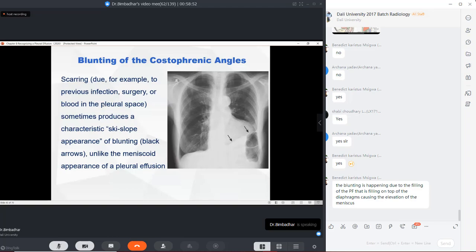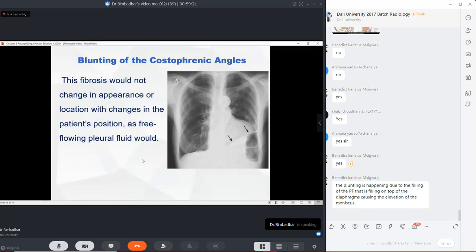Let us say you are given this image and asked what exactly this is, you have to mark it as the ski slope appearance. Do not try to interpret a lot, just remember it as a fact. Ski slope appearance happens because of previous infections and surgery, which is due to scarring. It does not have the meniscoid appearance of a pleural effusion. This will not show as a meniscus sign, but will show up as a ski slope appearance.